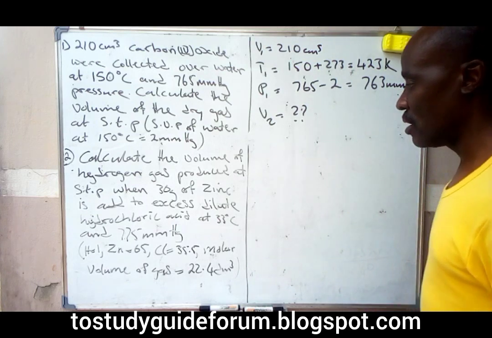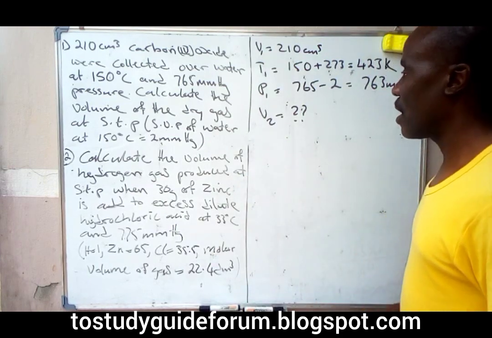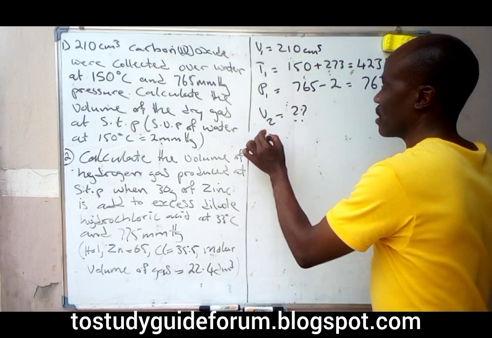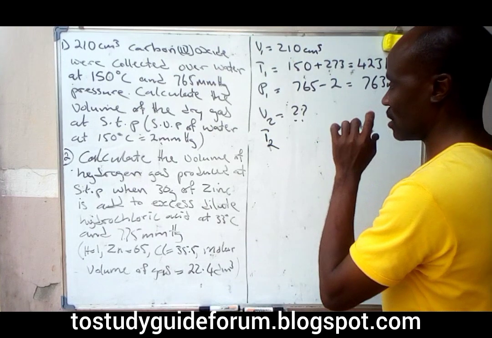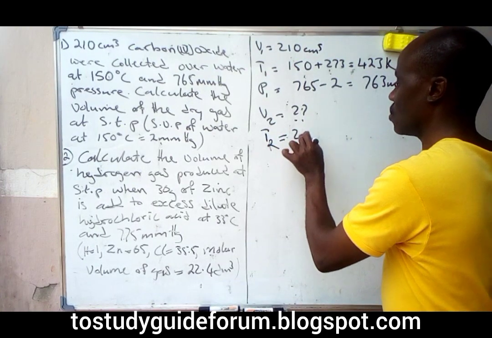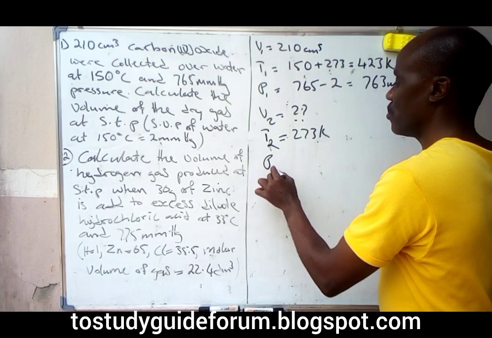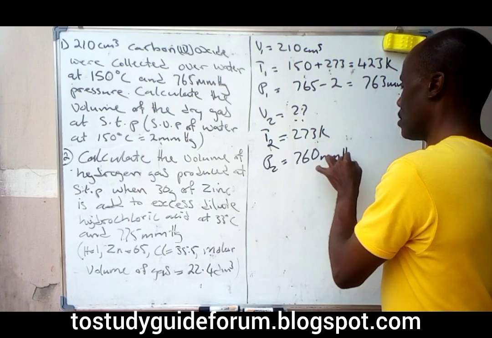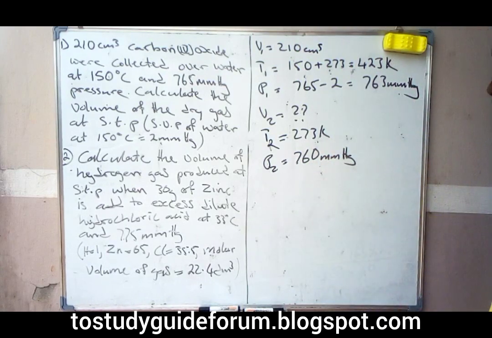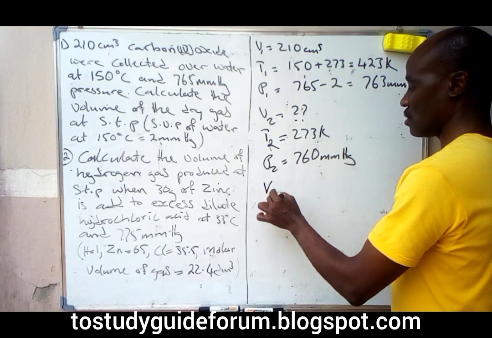All right, let's go ahead. Here we have the V2, which is the volume we are looking for, and then we have T2. Since we are looking at s.t.p, T2 will be equal to 273 Kelvin, and then P2 will be 760 millimeter mercury. And so we use the general gas law here, which is this.